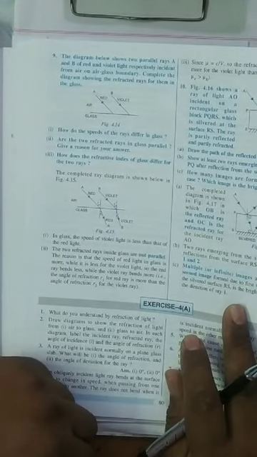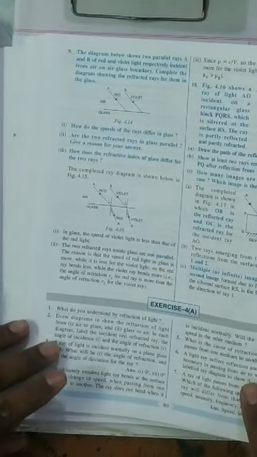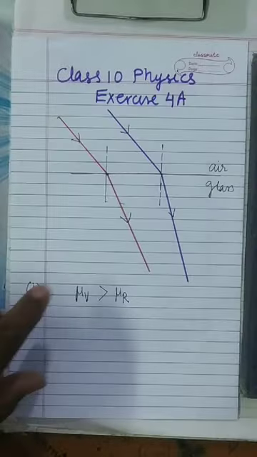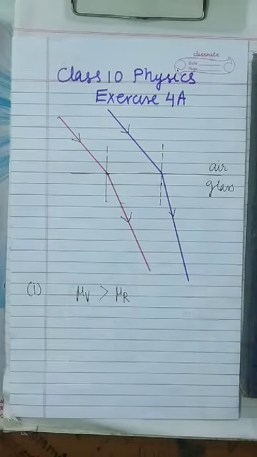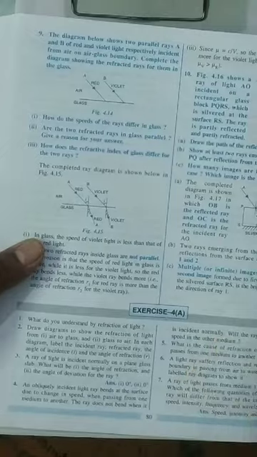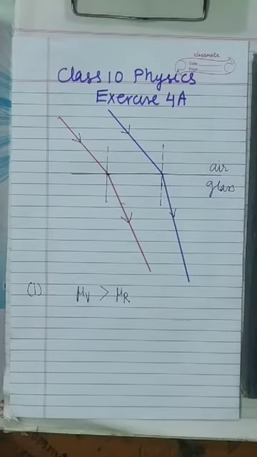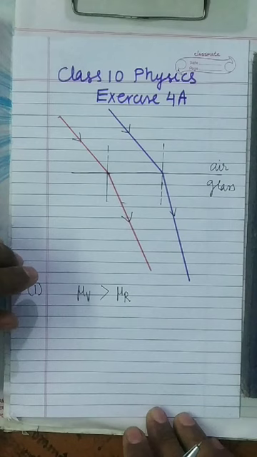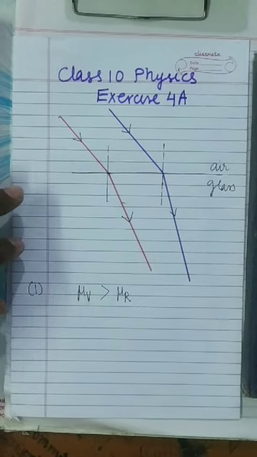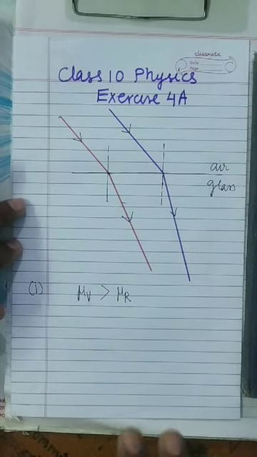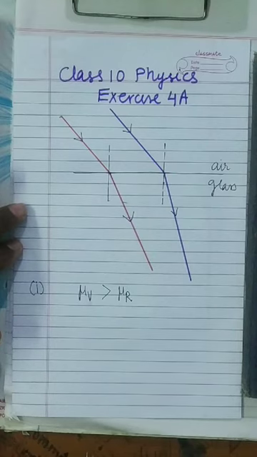Then you see the next part: how do the speeds of these rays differ in glass? You have completed the diagram, and here you must show these arrows. Arrows are very important. Now you have to write about the speed. Whose speed is more? In air, in vacuum, all the colors travel with the same speed, while in any other medium, red travels fastest and violet travels slowest.